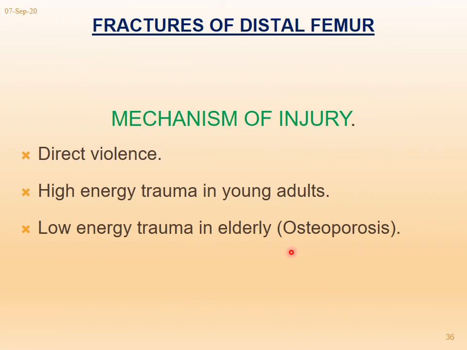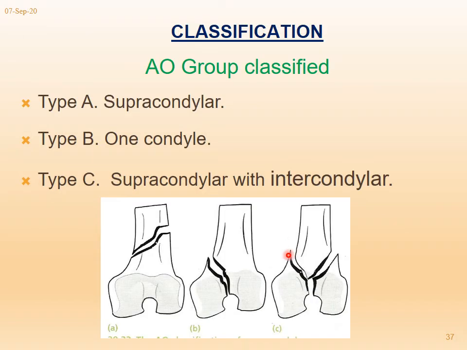Fracture of the distal femur: the mechanism of injury is direct violence, high energy trauma in young adults, and low energy trauma in elderly people. This is the AO group classification of condylar fractures or supracondylar fractures with intercondylar extension. Type A, Type B, and Type C.